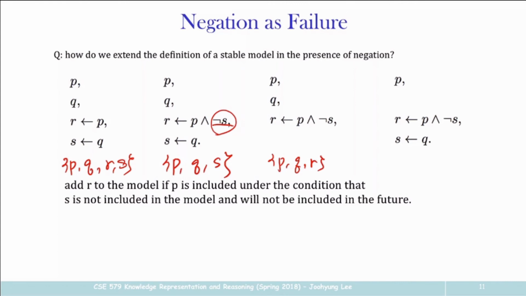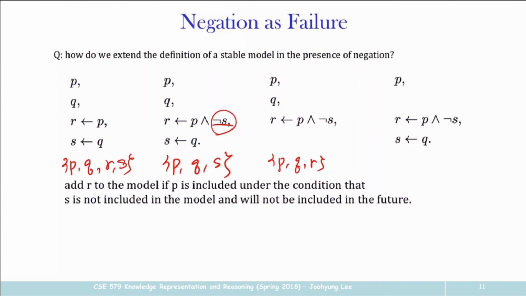Why? So P and Q should be there. That's fine. But what about S? From this program, is there any chance that S can be derived? No. S does not even occur in the head of the rule. S will never be proven. No matter how many iterations you do, S cannot be derived, because S does not even occur in the head. In that case, S is false, so negation of S is true. If negation of S is true, and you already derived P, you must derive R. So the stable model is PQR.